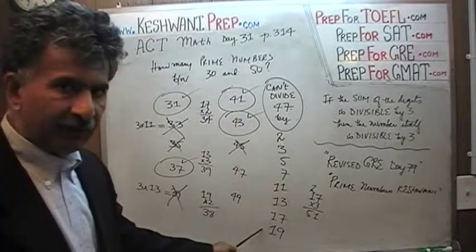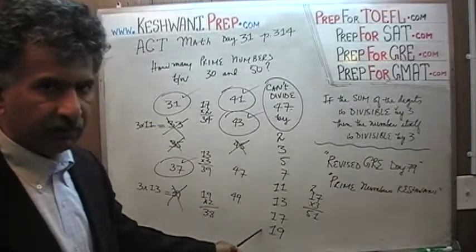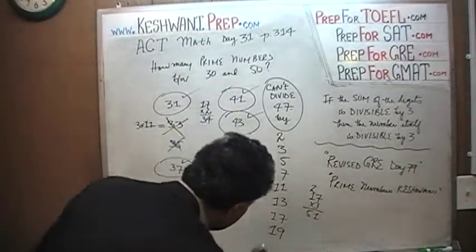The next odd number is 21. 21 is not a prime number. The one after that is 23.